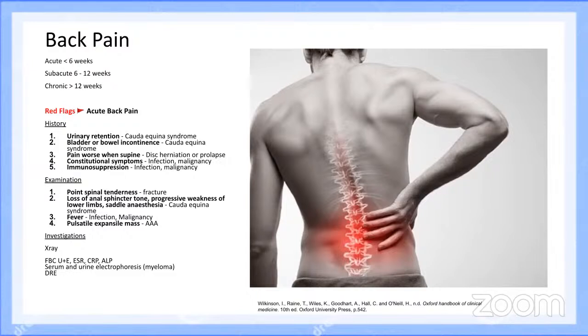On examination, it's important to look for any features suggestive of fractures, including point tenderness or stepping. It's important to note whether anal sphincter tone is maintained and whether there's been progressive weakness of the lower limbs and the distribution of any neurology if present. Also important to note if there's any clinical fever or if there's an associated pulsatile expansile mass, such as an AAA, which may present as lower back pain.